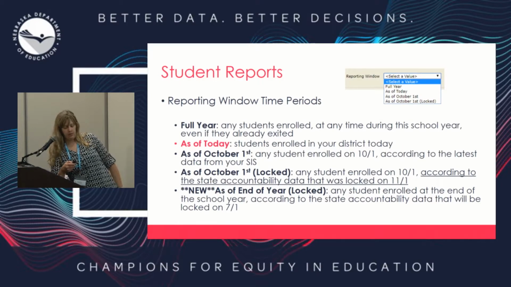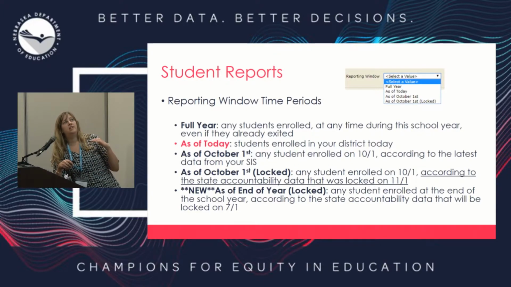Here's what I was talking about, the reporting windows. When you select here, right now you see full year, as of today, as of October 1st, and as of October 1st locked. What you're reviewing, and I have this red here, is as of today, because that's the information that we're looking at for year end.